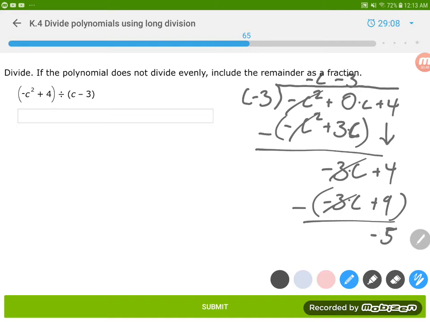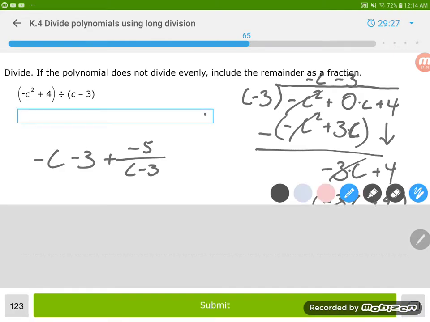And once we get to negative 5, we're going to realize that c cannot divide negative 5, so we are finished with this. And so our final answer will be what we found in the division process plus our remainder of negative 5 divided by c minus 3. That was interesting. Negative c.